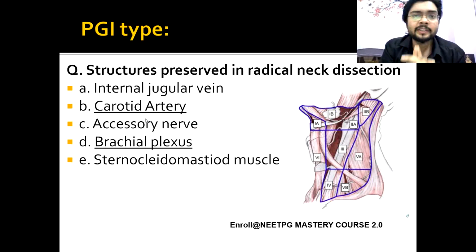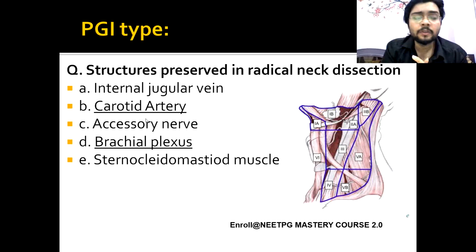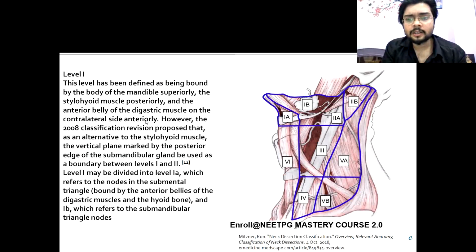Now only one thing is left, that is what are these level 1, 2, 3, 4, 5, 6 that I am talking about for so long. So you should know a gross idea of what the different lymph nodes are. Now if we talk about level 1 group of cervical lymph nodes, this shows you level 1, which is further divided into 1A and 1B.